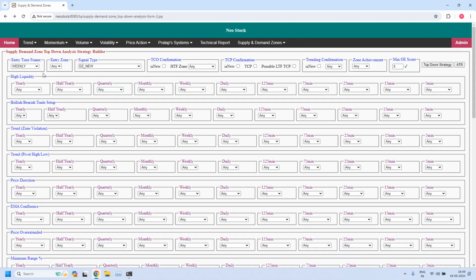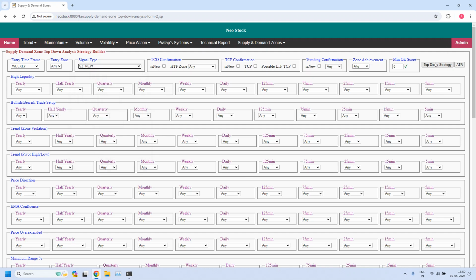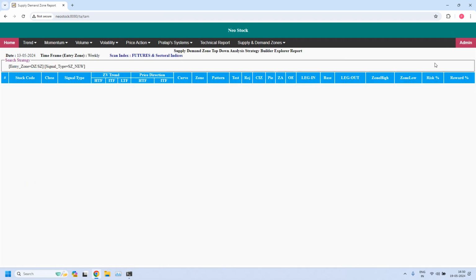So let me go back. For weekly time frame, let us find the stocks having newly created weekly supply zones. So no weekly supply zones are created during this week.